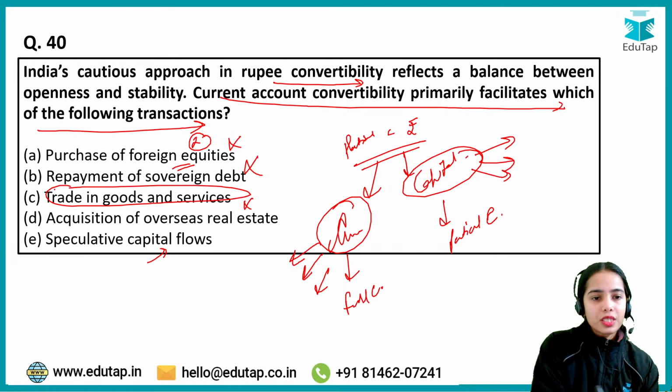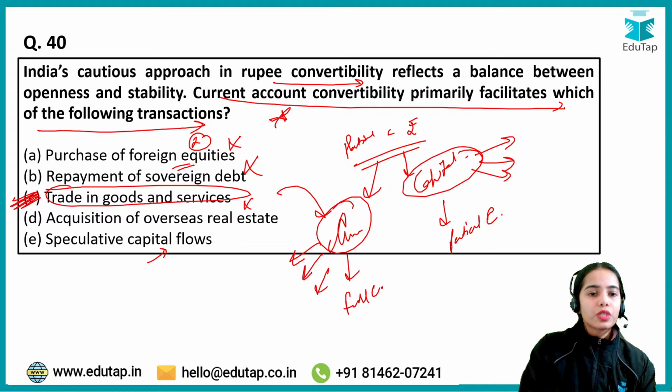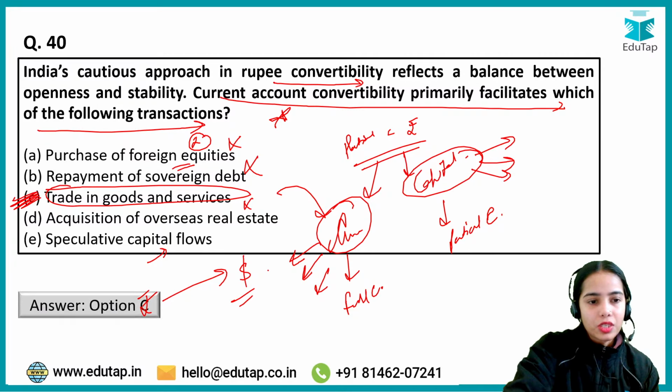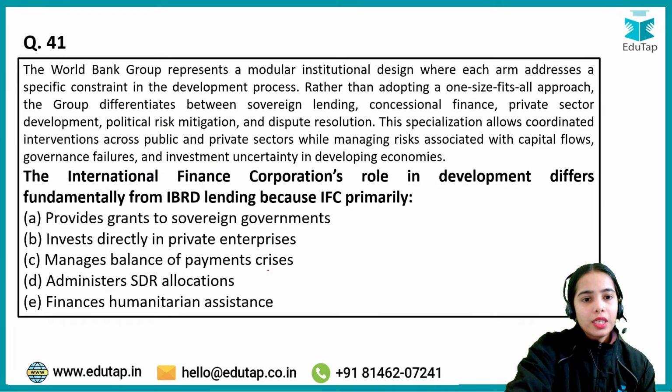Trade in goods and services comes under current account. So current account convertibility focuses on trade in goods and services. For the trade in goods and services, the rupee can be converted easily into dollars and such. Okay, so this is the idea. Now, coming to the next question.